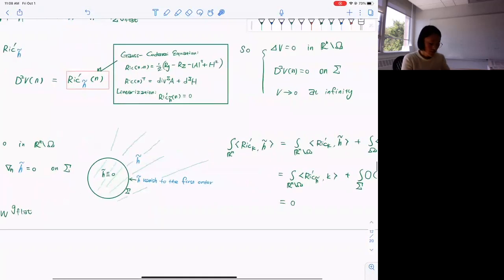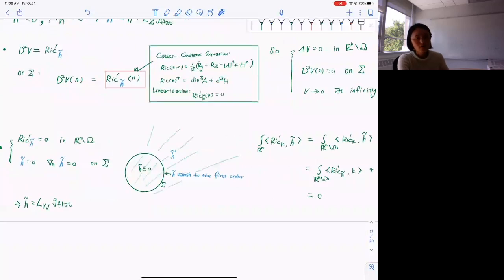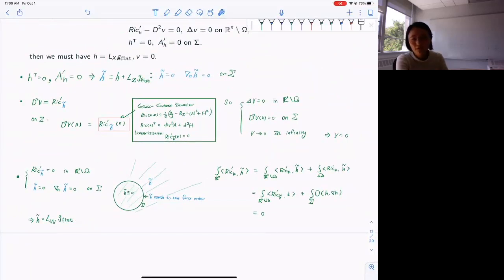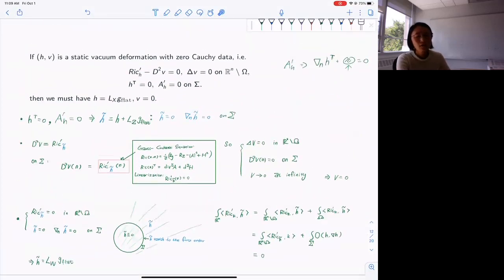So H tilde is now a globally defined C1 smooth tensor that is a weak solution to the Ricci flat equation on Rn. And from here, we can easily derive that H tilde must be generated by a diffeomorphism. Once H tilde is a diffeomorphism deformation, then coming back to H, that will also be a diffeomorphism deformation. So you see, Cauchy data is a very good choice to prove this diffeomorphism deformation for H and V.